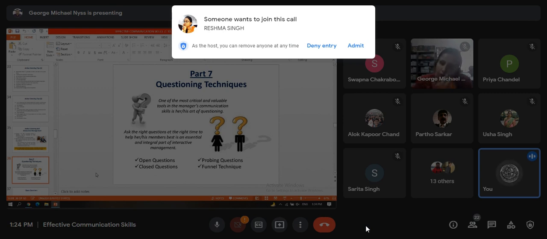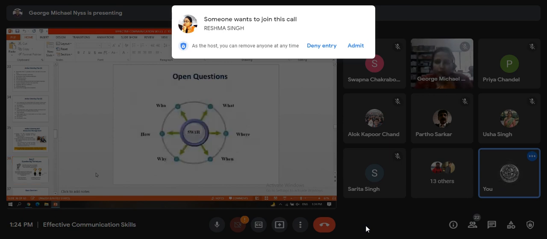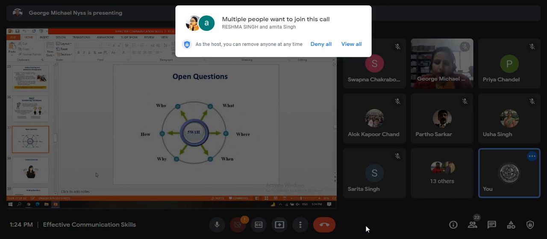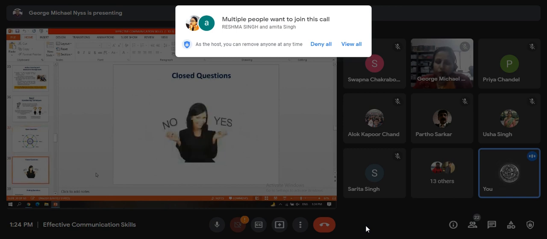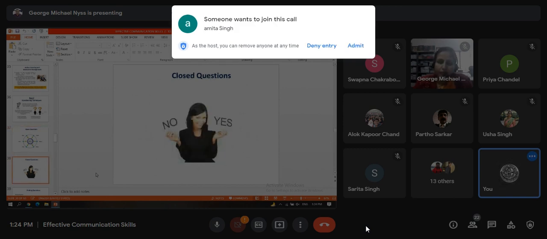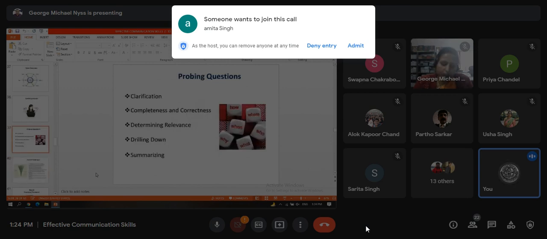So in this part we'll discuss open questions, closed questions, probing questions and funnel techniques. Open questions, as we all know, begin with who, what, how, where, when, why. Closed questions are yes or no. Next we'll see probing questions.